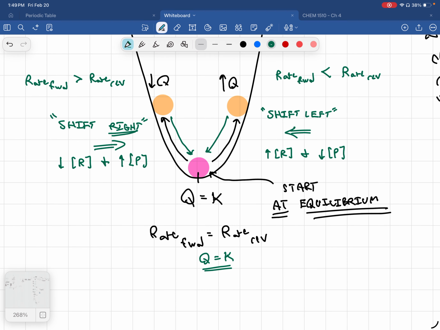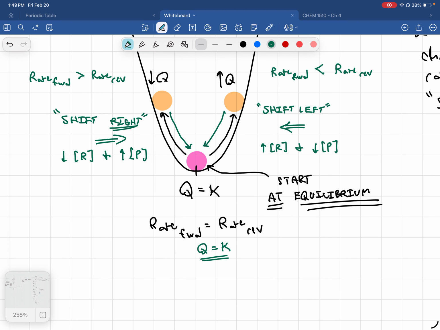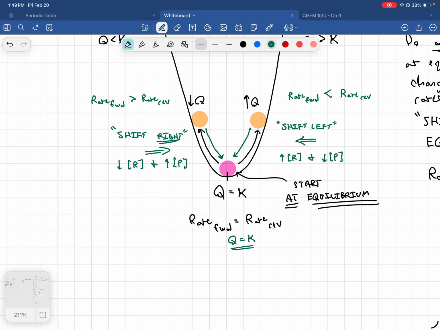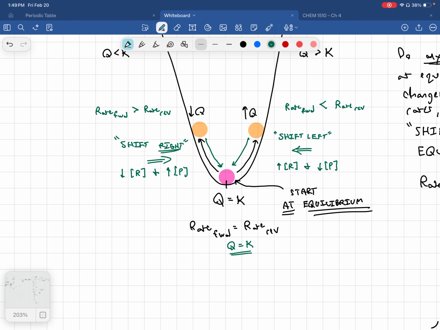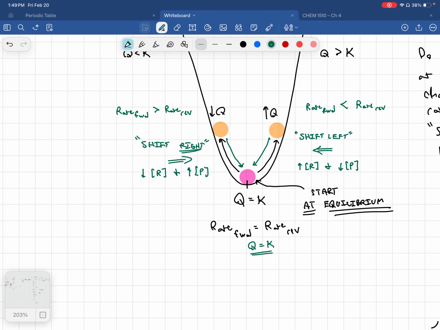And note, after it reestablishes equilibrium, the rates will be equal again. The relative rates will be equal, but the absolute rate will be faster or slower than what the forward and reverse rates were at the previously established equilibrium. Okay, so let's see what causes shifts to the right versus shifts to the left.